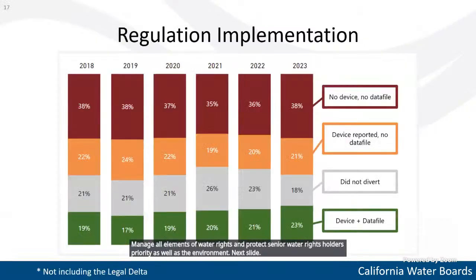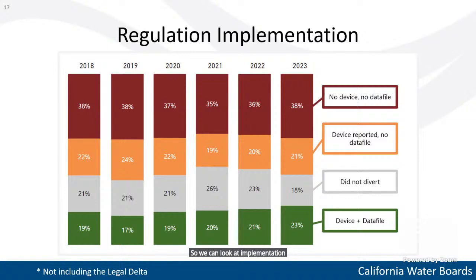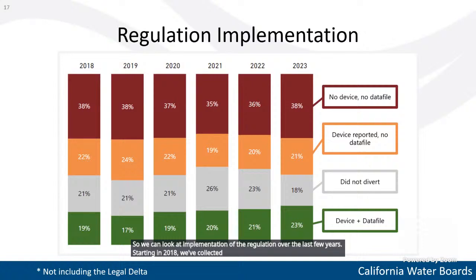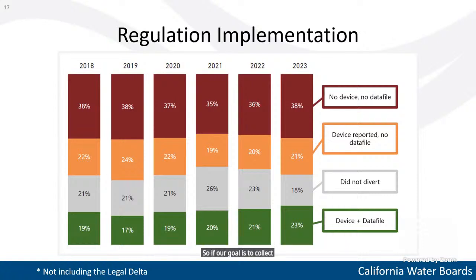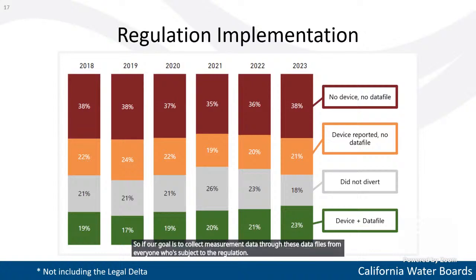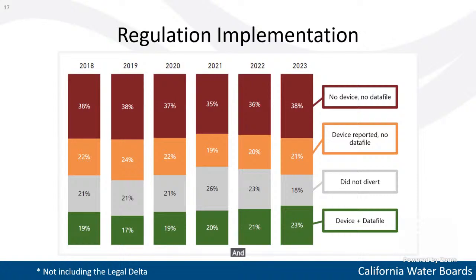So we can look at implementation of the regulation over the last few years. Starting in 2018, we've collected measurement data from diverters in their annual reports, as well as reports and information about their devices. If our goal is to collect measurement data through these data files from everyone who's subject to the regulation, as you can see at the bottom of this chart in green, we've only managed to do so for about 20% of diverters. And this rate of submission hasn't increased meaningfully over the last few years. Some marginal increases, but nothing significant.